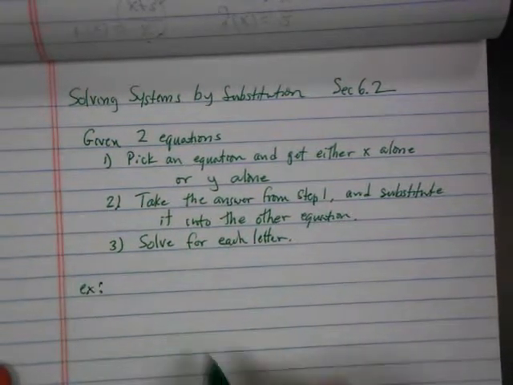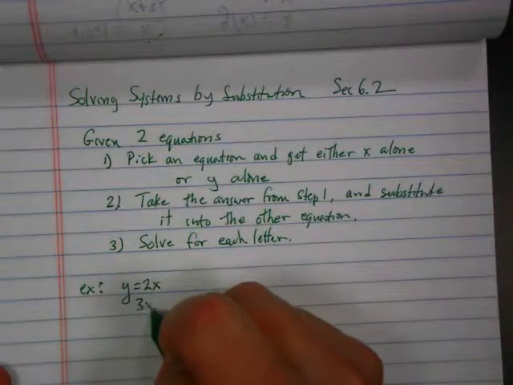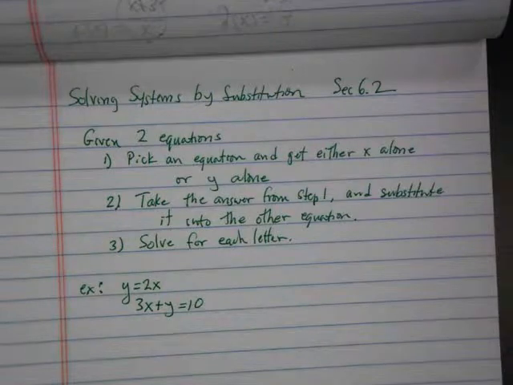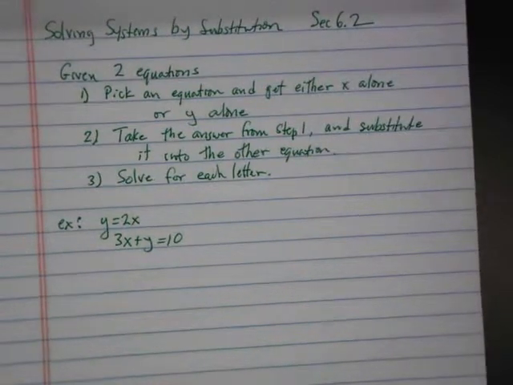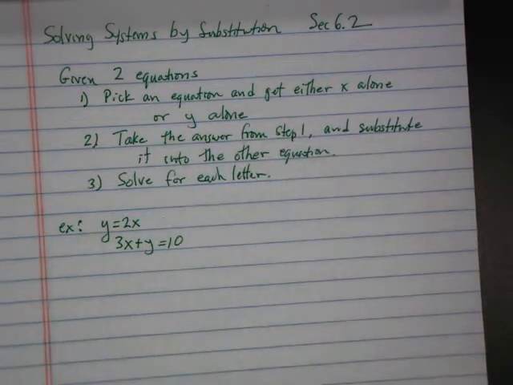All right, so here's an example. y equals 2x, and 3x plus y equals 10. Okay, so step number 1 is to pick one of the equations, and on that equation get either x alone or y alone. Which equation do you like, and which letter do you want to get all by itself? I like the first one. Why do I like the first one? y is already all by itself. So step 1 really is done for us. Step 1 says pick an equation and get one of the letters all by itself. That's already done. Step 2 says take the answer from step 1 and substitute into the other equation.